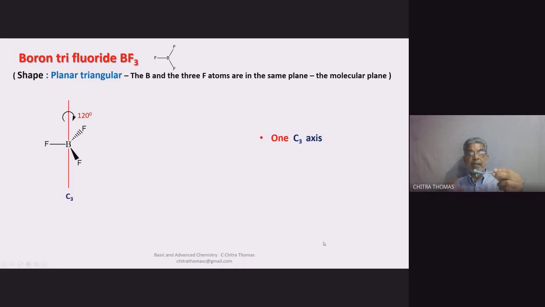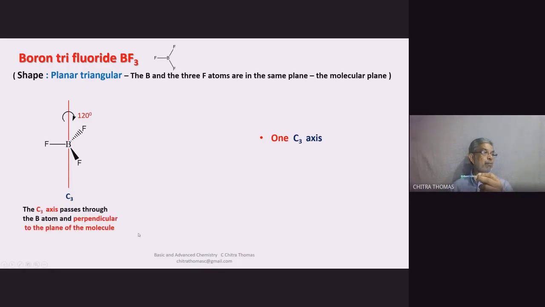This bond is pointing towards me, which is the wedge bond. This is pointing away from me, which is the hash bond. This is in the plane here. And this is the C3 axis. Then you try to describe the C3 axis. The C3 axis passes through what? The boron atom and is perpendicular to the plane of the molecule. So some axes will be in the plane, some axes will be perpendicular. So this is perpendicular to the plane.